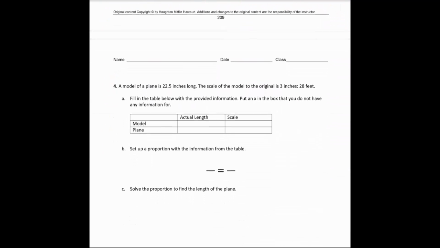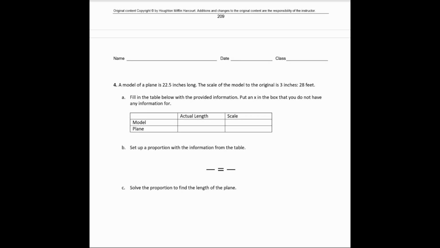And finally, and this is going to throw us all the way back to 1.2, we went outside and measured shadows on the playground in order to estimate height. So a model of a plane is 22.5 inches long. So it's not a real plane, it's a miniature plane. The scale of the model to the original is 3 inches to 28 feet. And so instead of just asking you to find the length of the plane, I made it A, B, and C so that I can guide you through it.